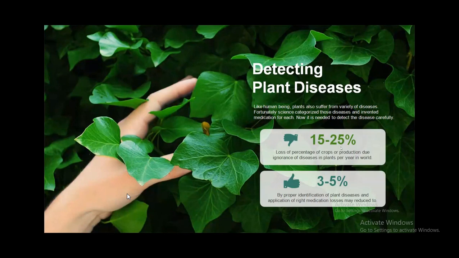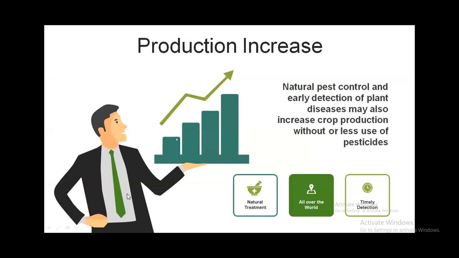15 to 25% of the total crop over the world is lost due to these plant diseases. We can reduce that to 3 to 5% throughout the year. So we can increase production by natural treatment of pest control. We do not need to use chemical pesticides.